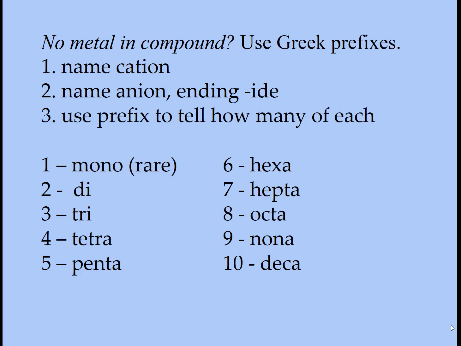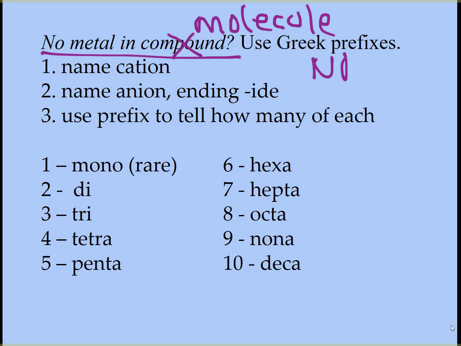Now, if there's no metal in a compound, we would call it a molecule. So this would be nonmetals bonded to nonmetals. You just tell how many you have of every single atom. So you name the cation and then you name the anion, adding IDE, and use a prefix to tell how many of each of them you have. And this should be down on your goldenrod reference sheet. You're going to use a prefix to tell how many you have. And so let's go ahead and start this. Very rarely do you say mono if you just have one of them.